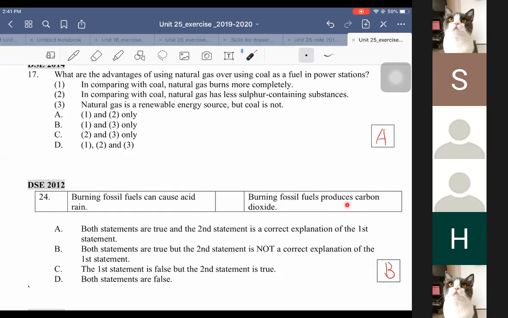Normally, the rain is slightly acidic. That's due to the dissolved carbon dioxide in it. But that normal rain is just slightly acidic. The acid rain we talked about, the pH is much lower than that due to the dissolved sulfur dioxide.